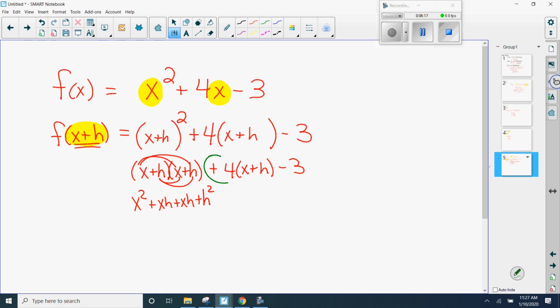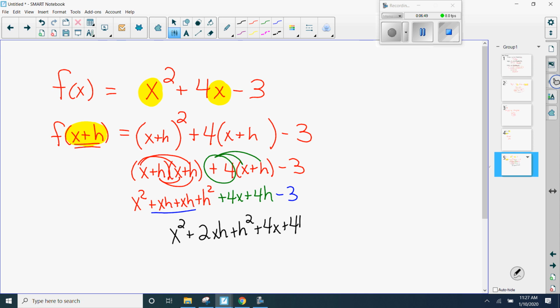This second one, you're going to take positive 4 and use the distributive property, which is 4x plus 4h. And then you have that last term, which is minus 3. So your 3 terms that you start with right here have turned into these terms right here. Now, are there like terms I can group together? We can group those two together. So your final answer is x squared plus 2xh plus h squared plus 4x plus 4h minus 3. Ready for another one?